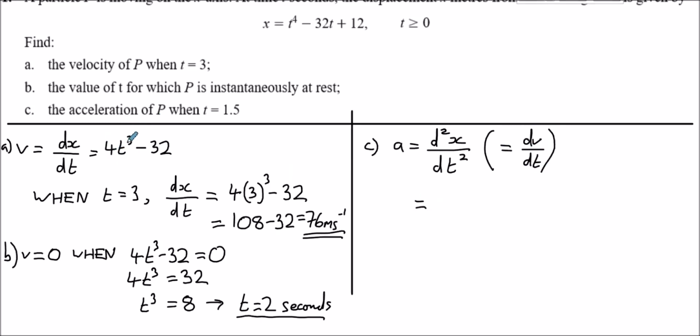So we're going to differentiate this now. And so the power of t comes to the front, multiplies the 4. 4 times 3, we're going to get 12. T cubed becomes t squared. And this constant term here, the minus 32, will just vanish. And so we're going to have that the acceleration is 12 multiplied by the time squared. So for part C, when the time is 1.5, we can just sub in t equals 1.5. So the acceleration is 12 multiplied by 1.5 squared, and that gives us exactly 27 meters per second squared.